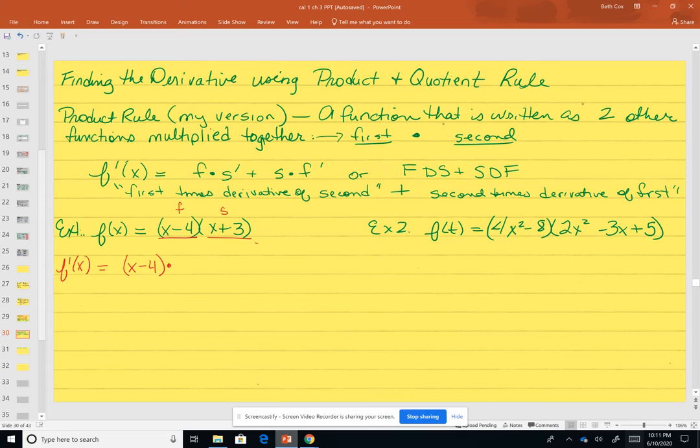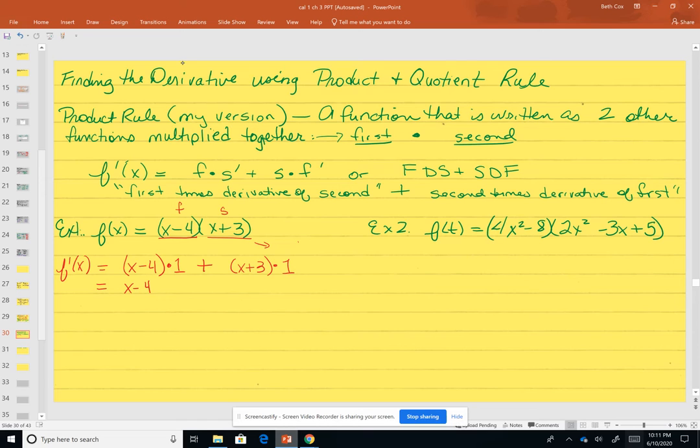Well, we learned how to do the derivatives. Using just the little power rule, this is going to be 1x to the 0 power, or just 1. So the derivative of the second is 1. All right, plus the second function, which is x plus 3, times the derivative of the first one. Well, the derivative of x is 1. The derivative of 4 is 0. It's a constant.